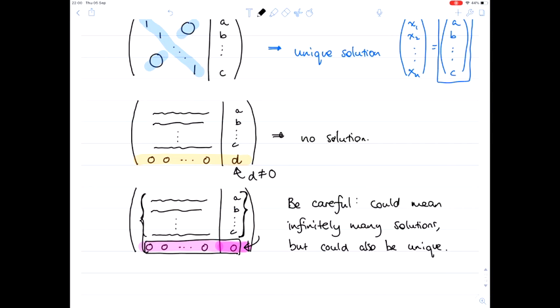Having said this, obviously if above that you got a row that had zeros and some constant non-zero, then you definitely have no solution. So if ever you have a row with all zeros except for the last entry, which is non-zero, then it's no solution, regardless of whether or not you have a row of zeros as well.